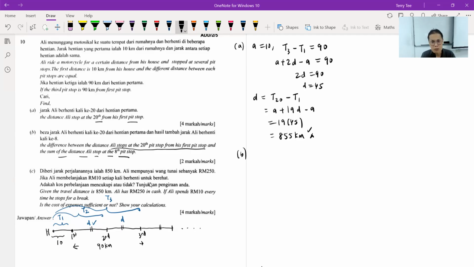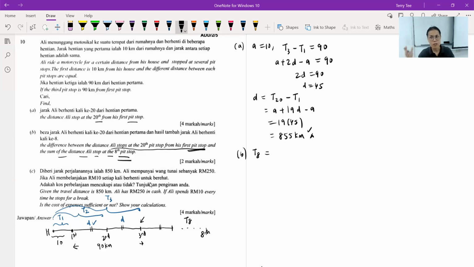If you're talking about total distance, it's not S8. It is T8, right? It's T8 because if you travel, by the time you reach the third pit stop, what's your distance travelled? T3. By the time you reach the eighth pit stop, what's your distance travelled? T8, right? So it's a bit confusing. And here they didn't say the distance measured from the first pit stop, right? For your part B, it's clearly stated the difference between the 20th and the first. This one didn't say. It says stop at the 8th pit stop. The sum of distance when he stopped at the 8th pit stop.